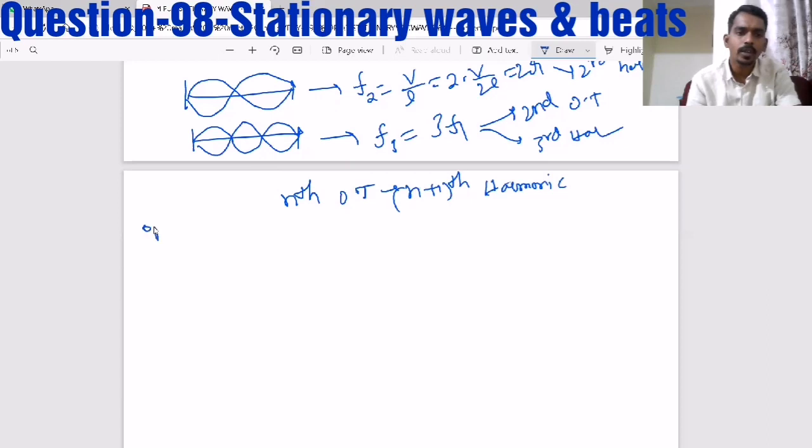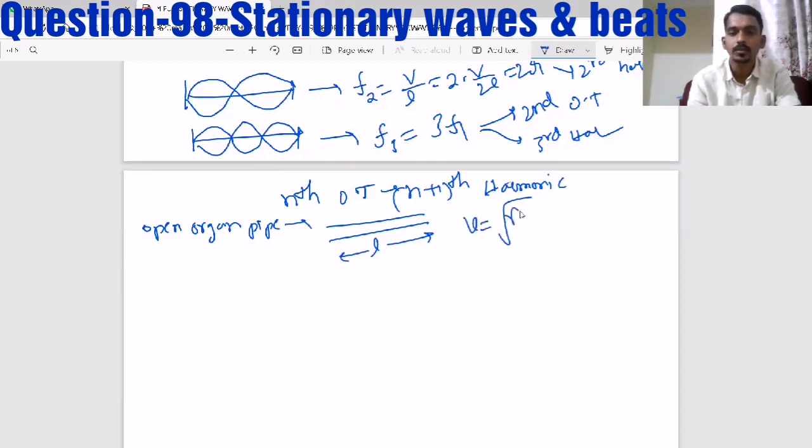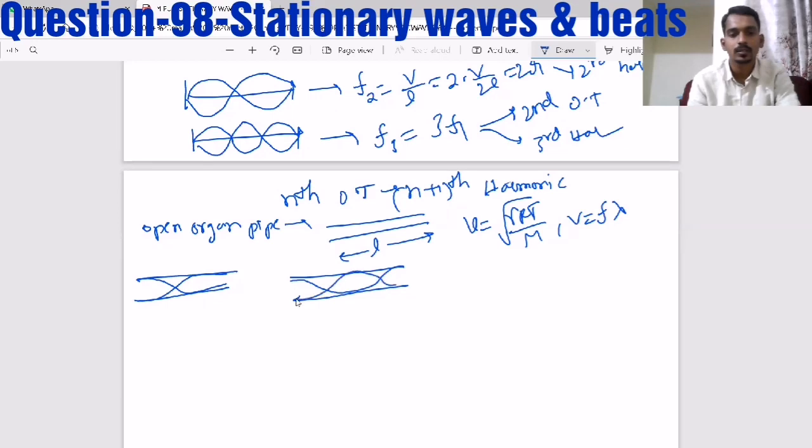And in the case of an open organ pipe, similar formulas will come, where the pipe length is L. The difference is the speed. Here it is a longitudinal wave, so the speed is different, but v equals f lambda. Here also, similarly, first one loop is possible, next two loops, next three loops, same like that.